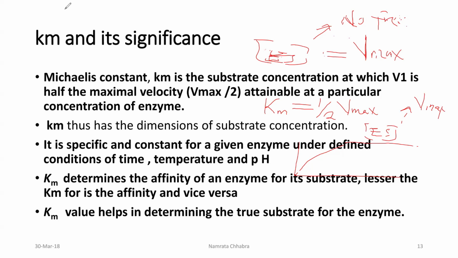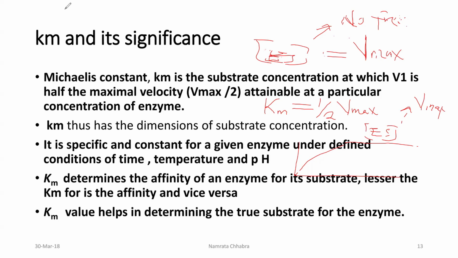So thus, the Km has the dimension of substrate concentration. It is specific and constant for a given enzyme under defined conditions of time, temperature, and pH. Because we have different enzymes, we can have glucokinase and hexokinase. Although they are isozymes, enzymes that catalyze the same substrates, they have different Km under defined conditions of time, temperature, and pH. So even within isozymes, you can have different Km values. And of course, enzymes that catalyze different types of reaction may have different Km values. And these Km values determine the affinity of enzymes for their substrate.